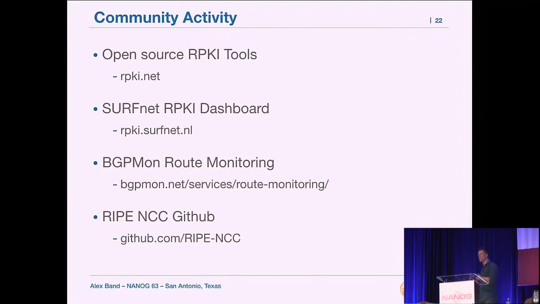And then, of course, we have our own GitHub page with, for example, the RPKI validator, the relying party software that we have, which is also BSD licensed, open source, and we get lots of input and lots of contributions from the community in order to help this. So there's lots of activity out there.